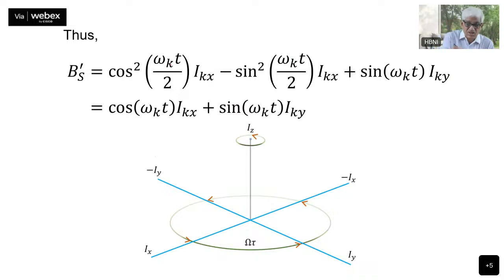What is this here? Cosine square omega kt by 2 Kx minus sine square omega kt by 2. So you put these two together, Kx, this becomes cosine omega kt. Cosine omega kt is basically cosine square omega kt by 2 minus sine square omega kt by 2. This is simple arithmetic, this is algebra, or trigonometry or whatever. So therefore cosine omega kt iKx, because iKx is the same in both, and sine omega kt iKy. Okay, so very simple process, right?